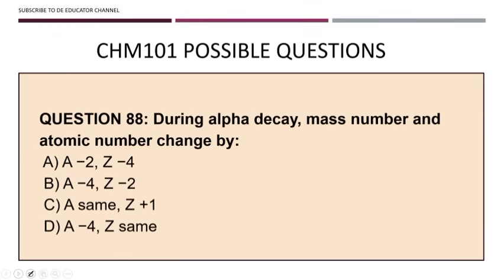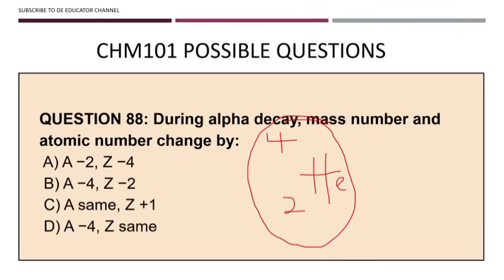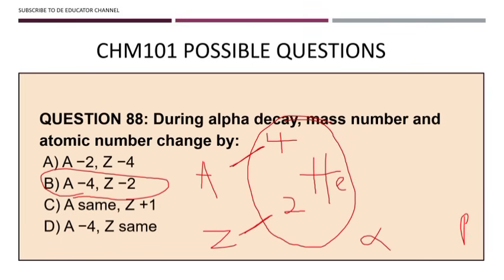During alpha decay, mass number and atomic number change by. So in alpha decay there is a removal of helium. You'll be seeing some interesting questions like this. So this is going to be removed from a particular element. Now remember that I said the up is mass number, and what is the up? A, right? And the down is Z. So if we are removing helium, what does that mean? A minus 4, Z minus 2. Which option has that? That's option B. If it is beta, this is for alpha. If it is beta, beta is like this.